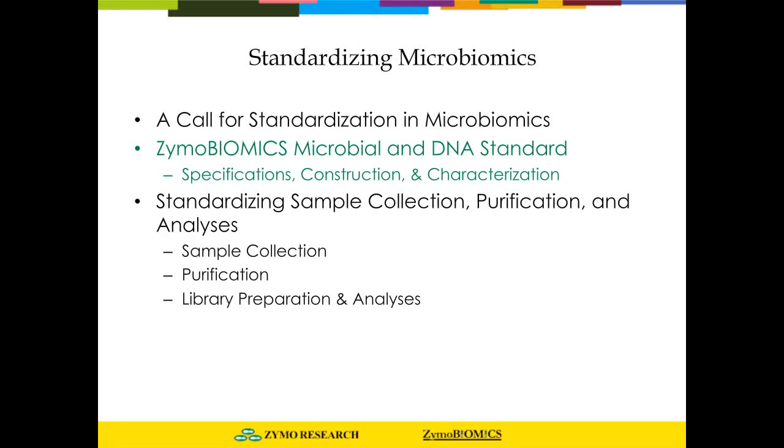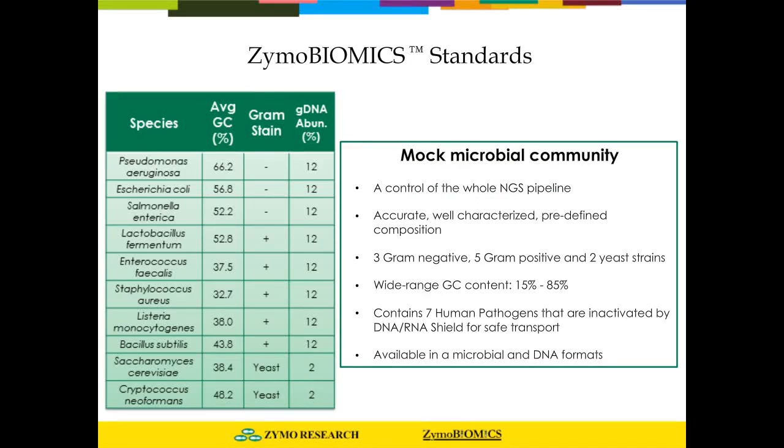So next I'll talk a little bit about the standard and some specifications about its construction and how we characterize it. So the ZymoBIOMICS standards, we actually have two of them. One will be the microbial standard, which is the cellular standard, and then also we have a DNA standard. There's 10 organisms in each. They're well characterized, and they're predefined composition, meaning we're choosing what goes in, and then we characterize it after the fact to double check, but basically we know what's going in to begin with. If you look to the left here, we have a genomic abundance of 12% for all the bacteria and 2% for both the eukaryotes. There's 3 gram-negative bacteria, 5 gram-positive, and 2 yeast strains.